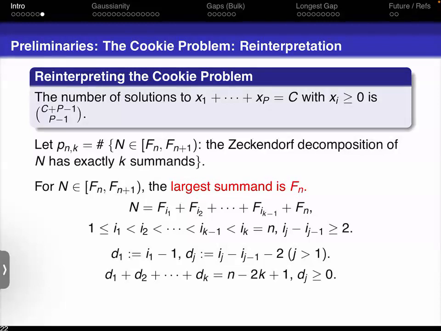So I now have a bunch of non-negative integers, d1, d2, d3, all the way up to dk. These are all non-negative integers. If you do the algebra, and we will not do the algebra in public, you get that their sum is n minus 2k plus 1. I'm looking at a bunch of integers that are non-negative, and they sum to n minus 2k plus 1. Does this remind you of anything?